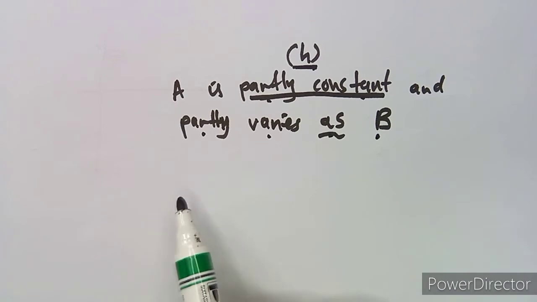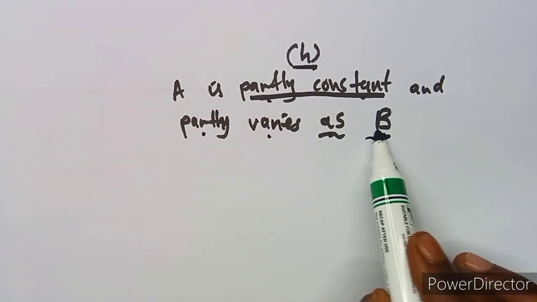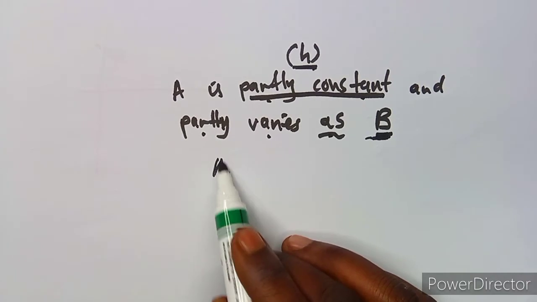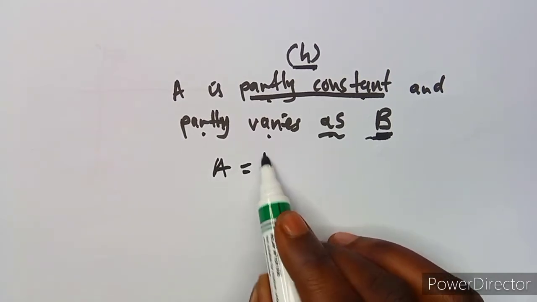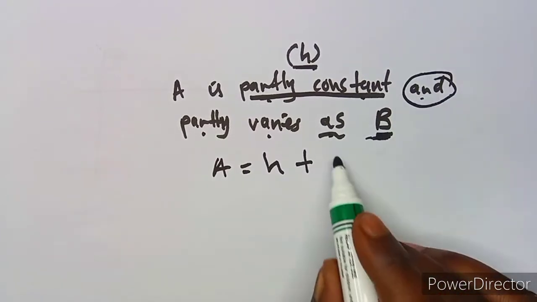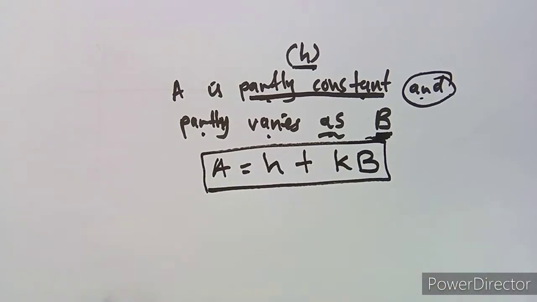What are you sensing here? There is a constant that is going to be affecting together with b. So this is the one that you're given as a is equal to the constant h plus, which is the end here, kb. That is how you're going to write this one. A is partly constant and partly varies as b.